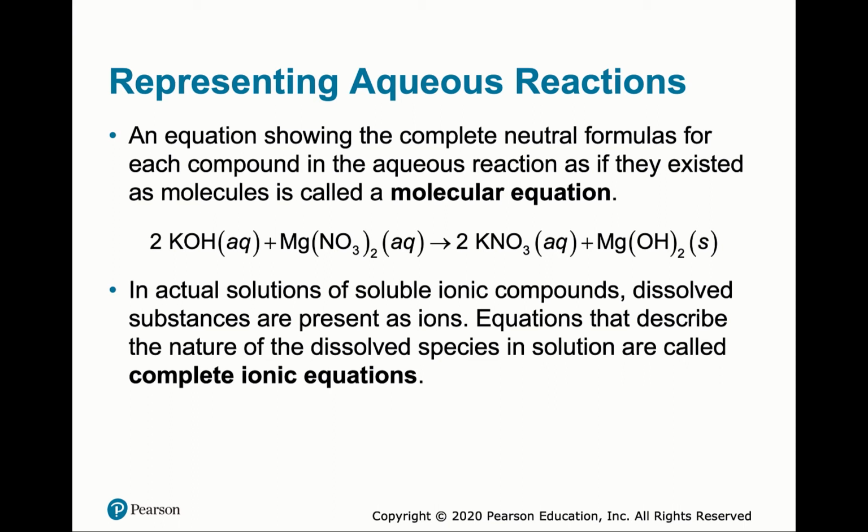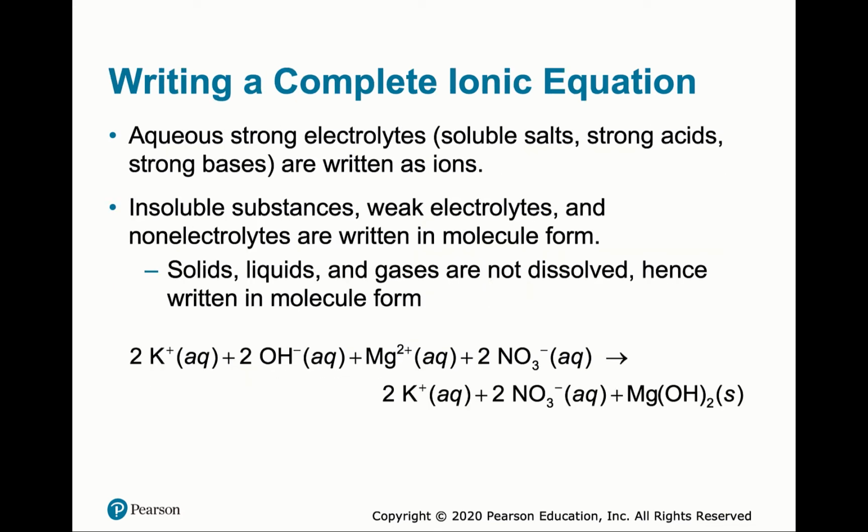And this is balanced, and this is known as the molecular equation. But we can dissolve the species into a complete ionic equation, and then we write everything out showing the ions. So it was 2 potassium hydroxide in the molecular equation. So it's 2 potassium ions, 2 hydroxide ions, magnesium plus 2 nitrate anions in the reactant side form the products, 2 potassium ions, 2 nitrate ions, and a magnesium hydroxide precipitate indicated by the solid.